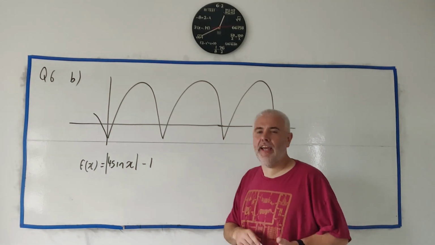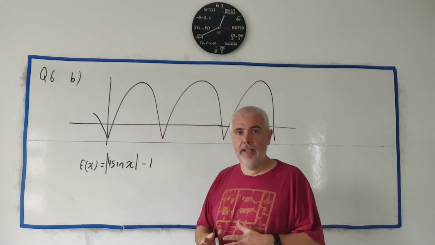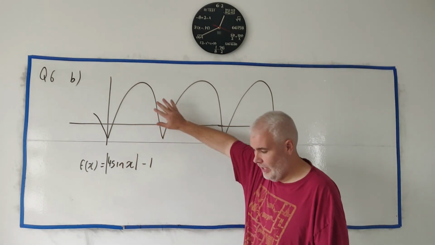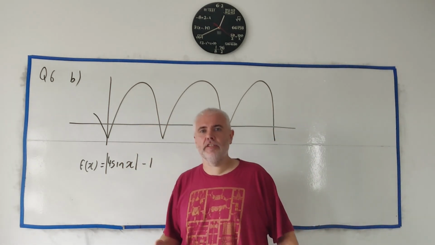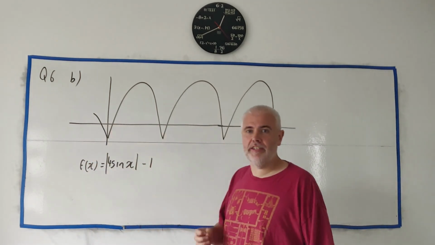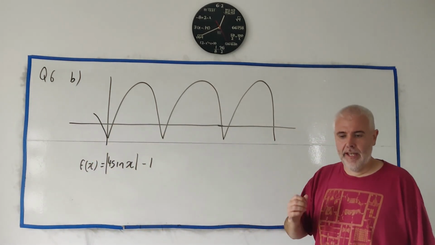Okay, part B, they give us this drawing here along with this function. This function is this drawing. And they ask us, what do they ask us? Oh, the period and the range. What's the period of this and what's the range?